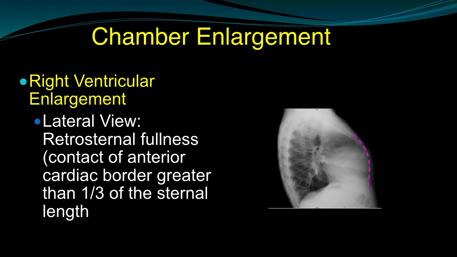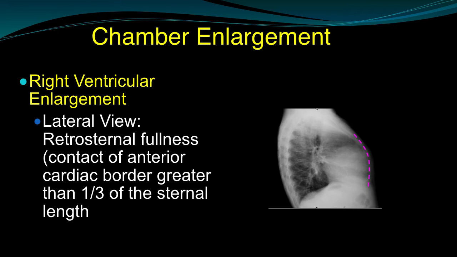Now, on the lateral view, there is what you call the retrosternal fullness, wherein there is contact of the anterior cardiac border greater than 1/3 of the sternal length. So there is now what you call fullness at the back of the sternum, your retrosternal fullness. So you don't see much of your retrosternal space.